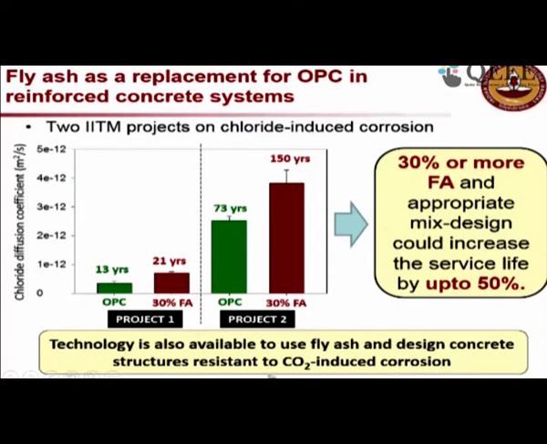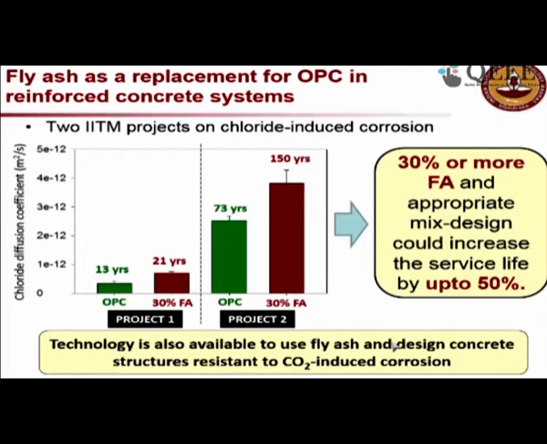Okay, one more thing I would like to mention, technology is also available to use fly ash and design concrete structures resistant to carbonation induced corrosion, because there are some concerns among the industry that use of a lot of mineral admixtures might adversely affect the carbonation induced corrosion. However, there is not much literature available today to really prove that point. So work is ongoing, but in general we can definitely do it, because if you look at functionally equivalent concrete, in other words for similar strength concrete, we can still design concretes with fly ash and slag etc. to resist CO2 induced corrosion for the desired life.